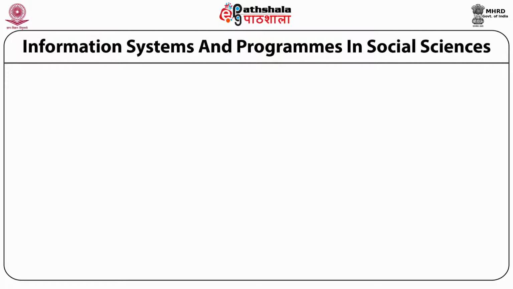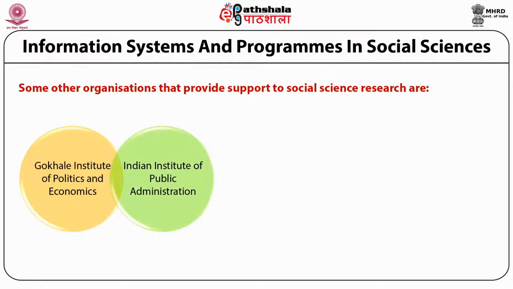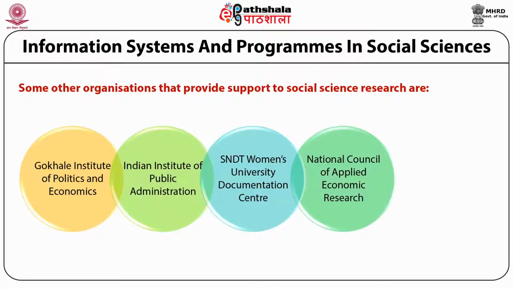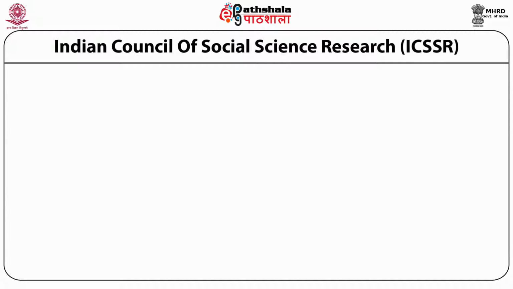Information systems and programs in social sciences. Some of the organizations, other than those already mentioned, in social sciences research are Gokhale Institute of Politics and Economics, Indian Institute of Public Administration, SNDT Women's University Documentation Center, National Council for Applied Economic Research, Tata Institute of Social Sciences.